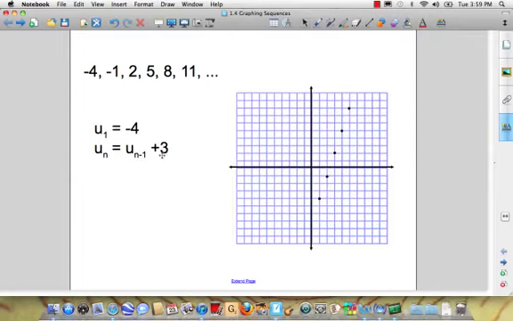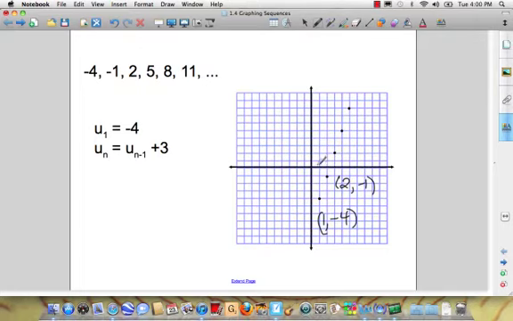you add 3. It turns out that another useful way of representing all this information is with a graph. So you can graph your sequence data as follows. This point right here, its coordinates are 1, -4. And what that means is the first term of the sequence is -4. This point right here, its coordinates are 2, -1. So that means the second term of the sequence is -1.